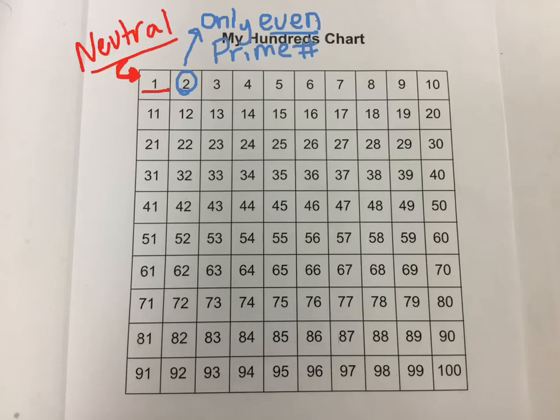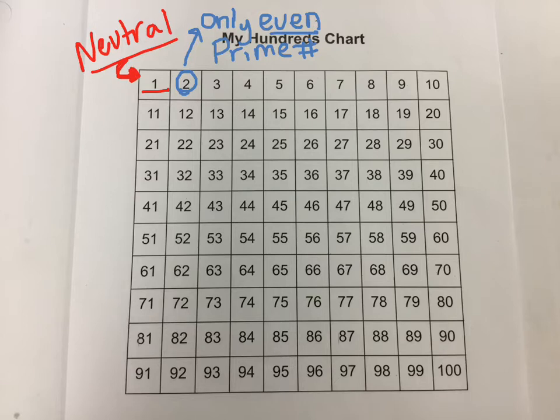Okay, so we're going to use a hundreds board to find all our prime and composite numbers. I've already marked the number 1 as being neutral. Number 1 is considered neutral because it is neither prime nor composite, because you use the number 1 with every factor that you make, whether it's prime or composite. 1 is always the first factor.